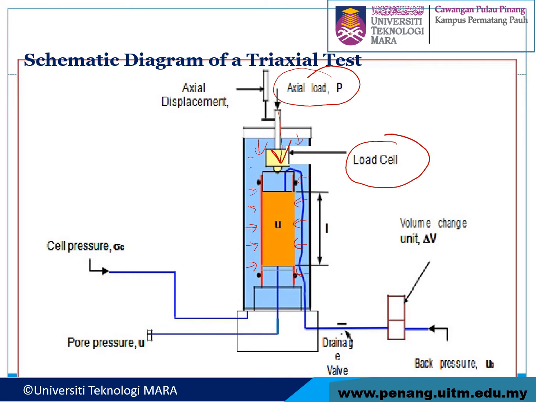Alright, so we have the axial load, axial pressure, and also cell pressure. If you see here, this one is the cell pressure. How to determine the cell pressure, the pore pressure, the drainage valve? It depends on whether you want to make it with drainage or without drainage, saturated or not saturated. This one is to determine the volume change, and this one is the back pressure. And then we determine the axial displacement here.